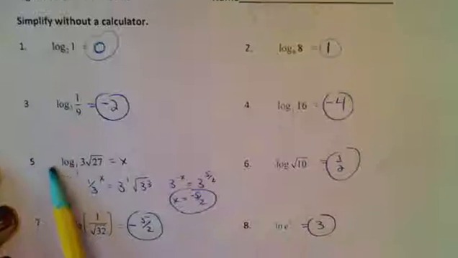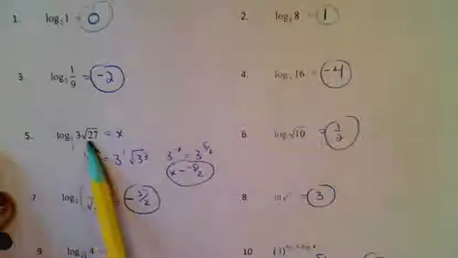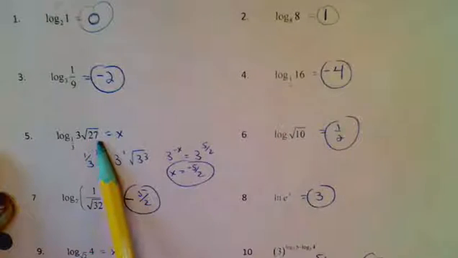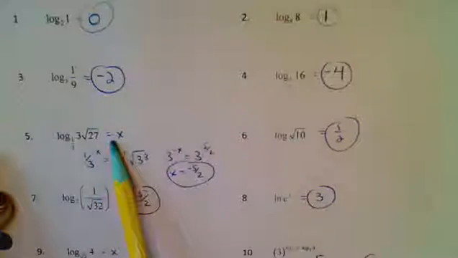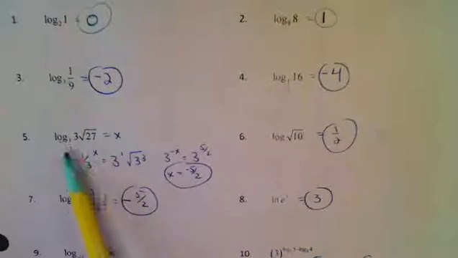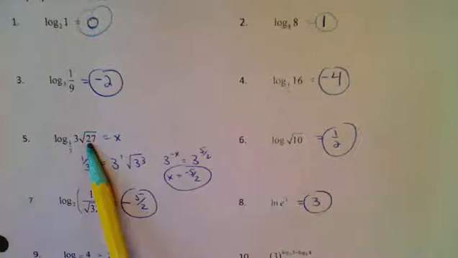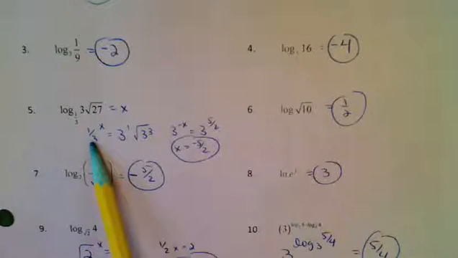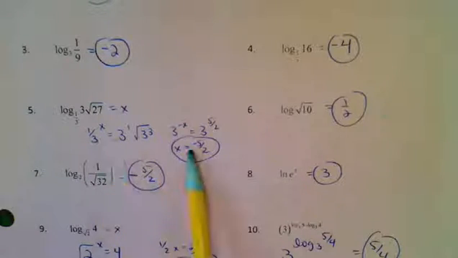If you get to one like 5, where you aren't sure, like 1/3 raised to what power gives me 3 radical 27, write it out in exponential. Anytime you have a log, you want a log equation, so set it equal to x, and then put it in exponential form. So it's 1/3 raised to the x equals 3 times square root of 27. When I do that, I have to think about 1/3. 1/3 is 3 to the negative first. So that became 3 raised to the negative x power.